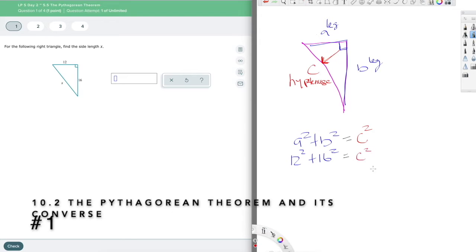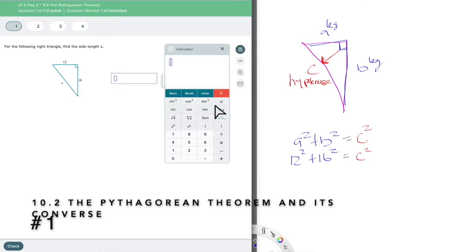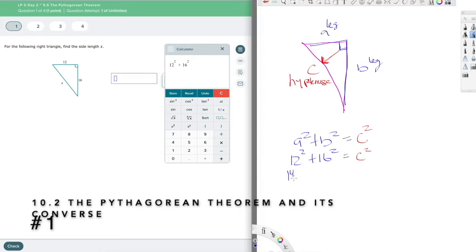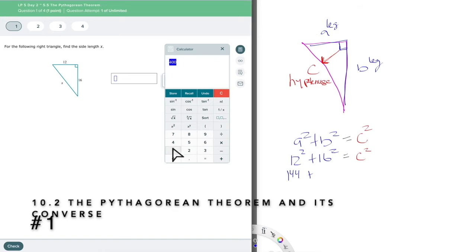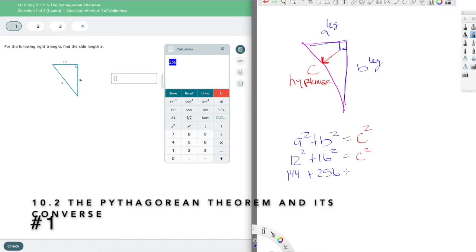Like this. So now I'm actually going to square these. They do give us this calculator, so I'm going to go 12 squared plus 16 squared. And this should be 144, and I believe it's 256, I think, unless I'm totally off. Let me see. 16 squared. Yeah, 256. 256 equals C squared. And then we saw that equaled 400.